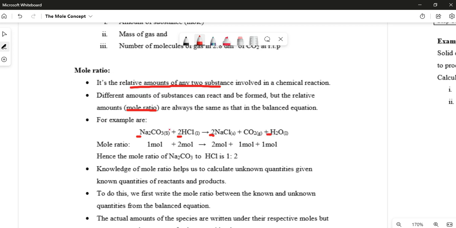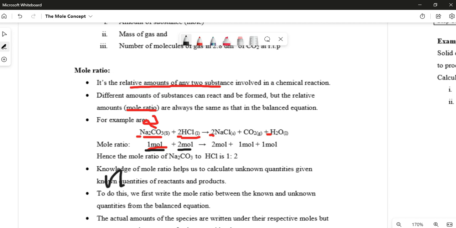Suppose they give you the moles of Na2CO3, and let's say it is 2 moles. Then they tell you to find the moles of, let's say, HCl. So we see that the mole ratio is 2. Let me use the black color. So we know that it's 1 mole here and 2 moles here.